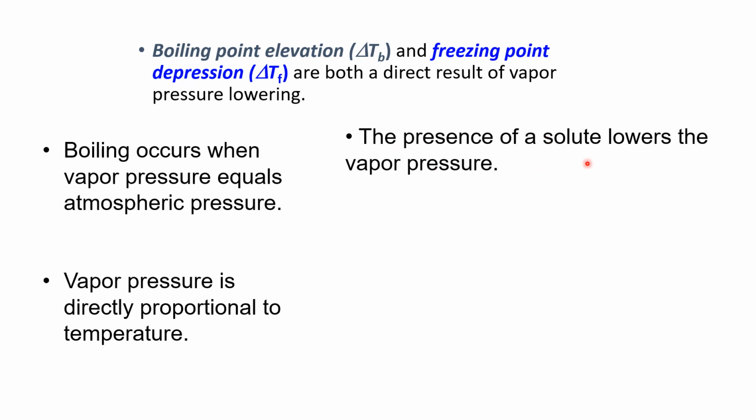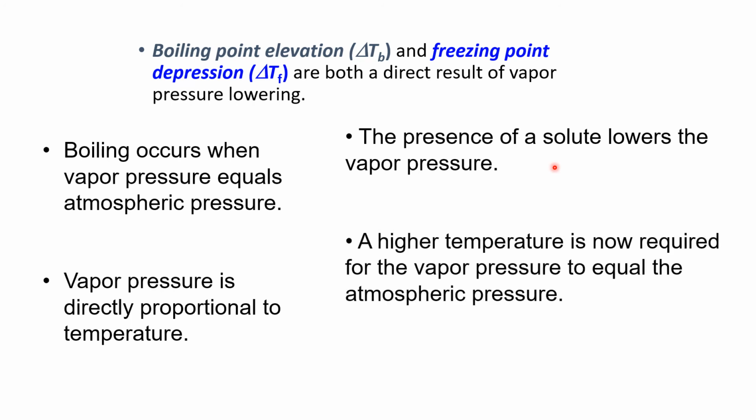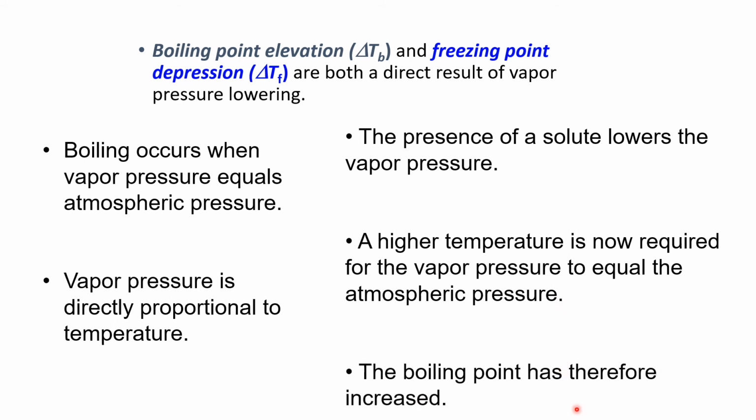Now, the presence of solute in there will lower the overall vapor pressure. And now a higher temperature will be required for that overall material to reach atmospheric pressure, because it's interfered with at that surface. And the boiling point has therefore increased.